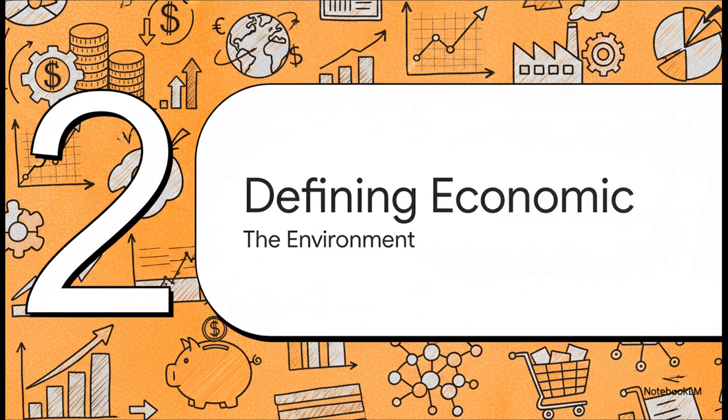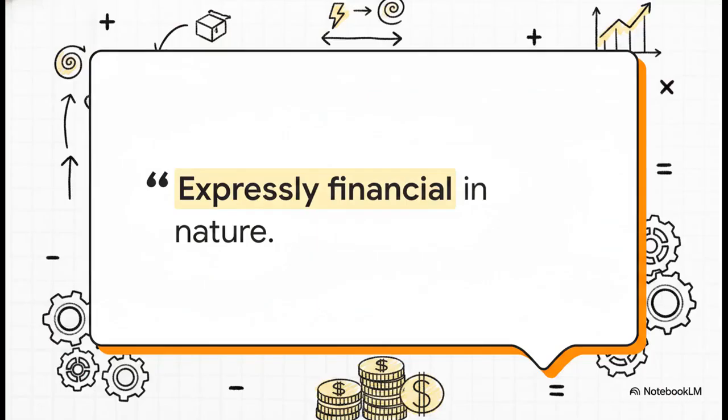Moving right along to Section 2, defining the economic environment. Let's dive into what this actually means. The source materials are super clear here. Economic factors are expressly financial in nature. Now, this is a profoundly important distinction. Why? Because in the real world of strategy, figuring out what is expressly financial can actually be pretty tricky. Cultural trends and economic realities blur together all the time.